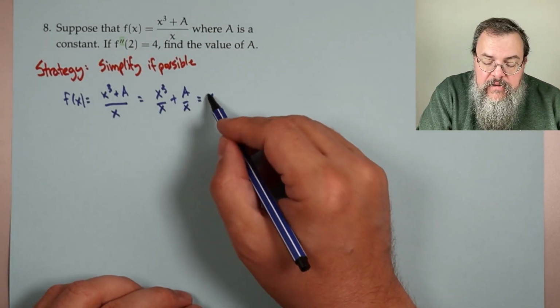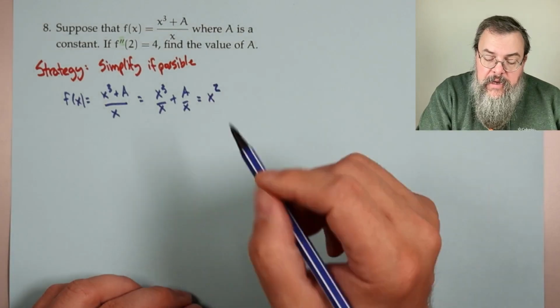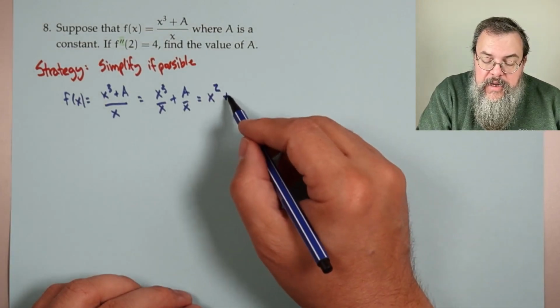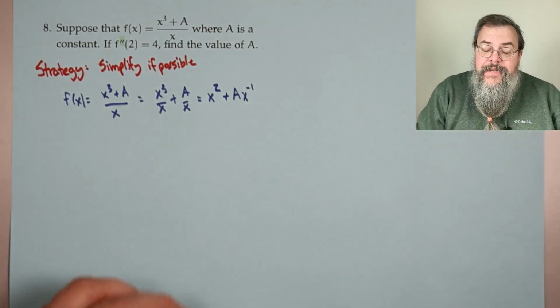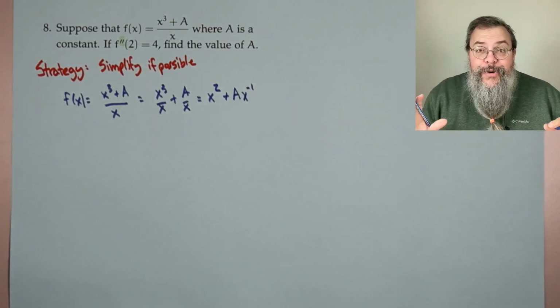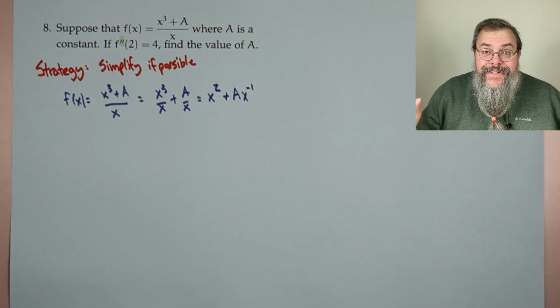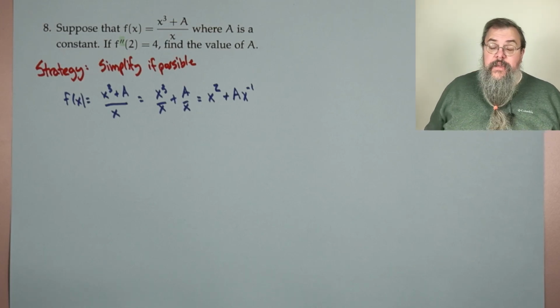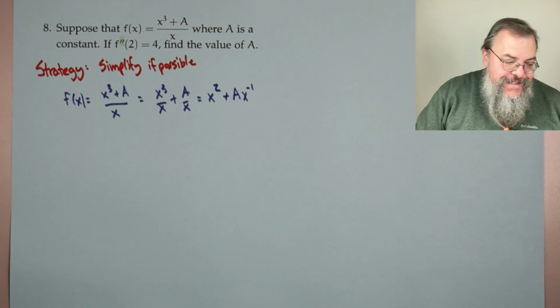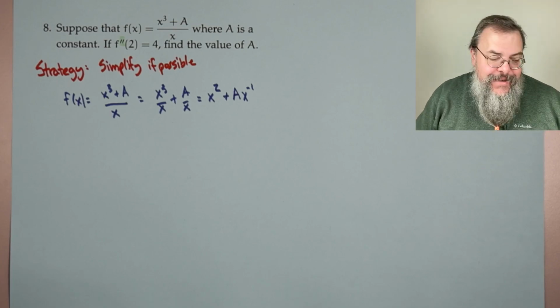X cubed over x, that's x squared. A divided by x, well, that's saying you have an x downstairs, that's x to the negative 1 power. And now, no quotient rule. None, right? Quotient rules are like, oh, but this is like no quotient rule. So we're happy about that.